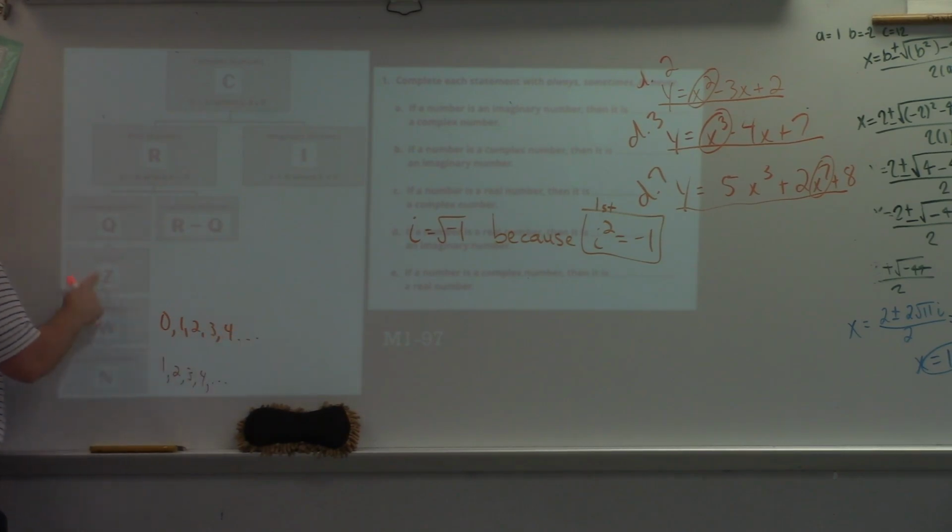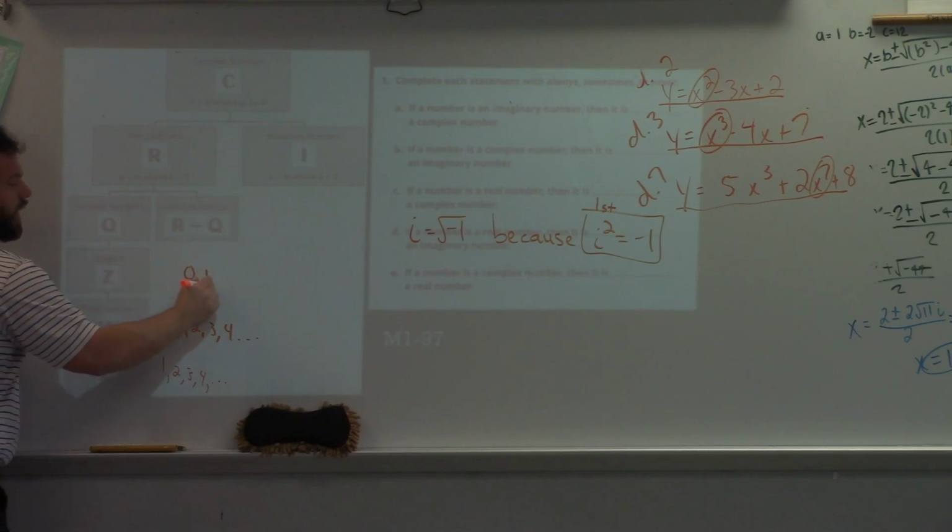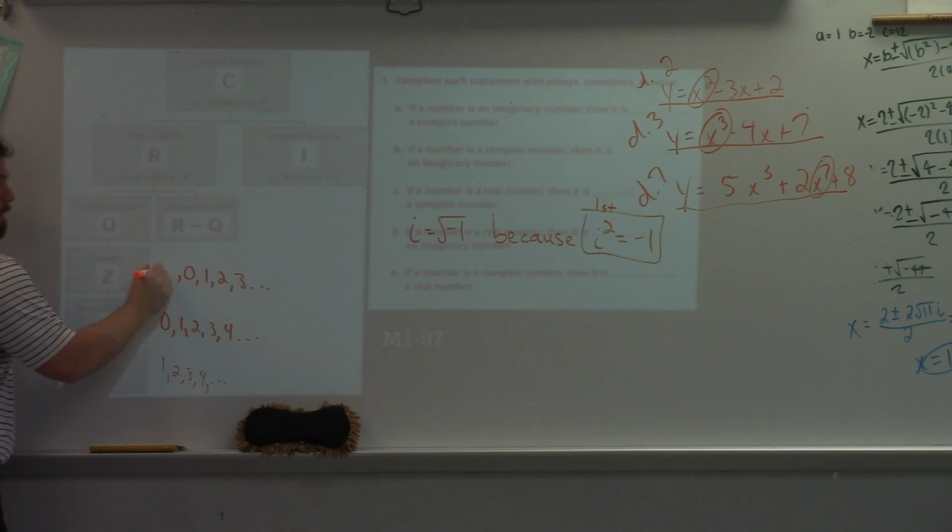Okay. Integers. So that is the whole numbers and their opposites. So what's the opposite of 1? Opposite of 2? Opposite of 3? And it keeps going. Now, one thing I will point out is you can just write the symbols if you want, or you can write out the words. It's your choice. But you do need to be able to justify these things.